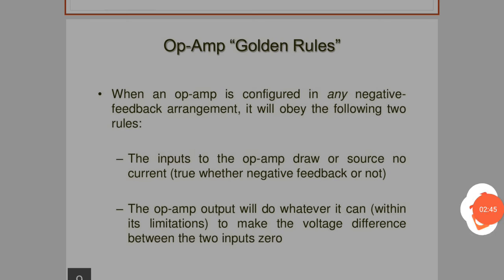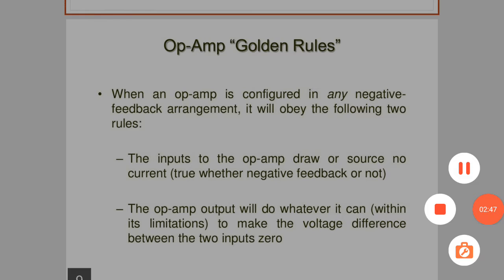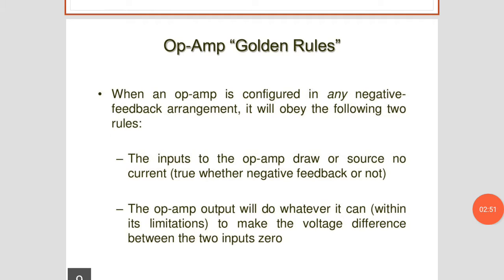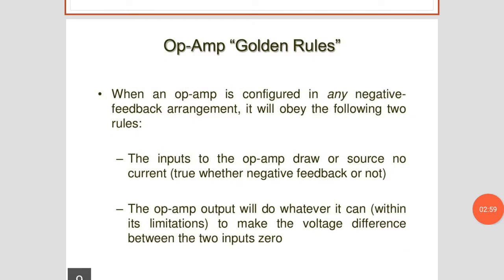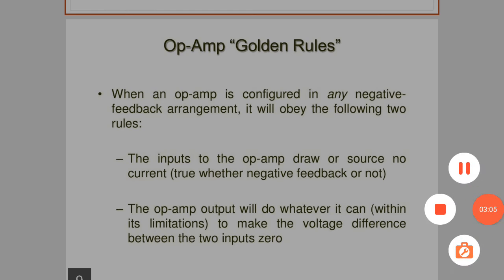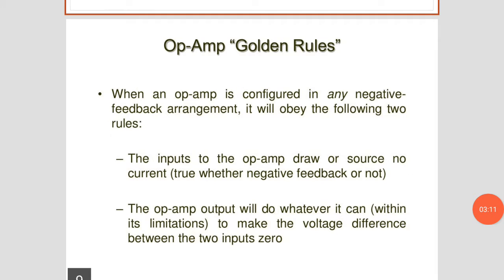These are the op-amp golden rules. When an op-amp is configured in any negative feedback arrangement, it will obey the following two rules. First, the inputs to the op-amp draw or source no current. Second, whether negative feedback or not, the op-amp output will do whatever it can within its limitations to make the voltage difference between the two inputs 0.